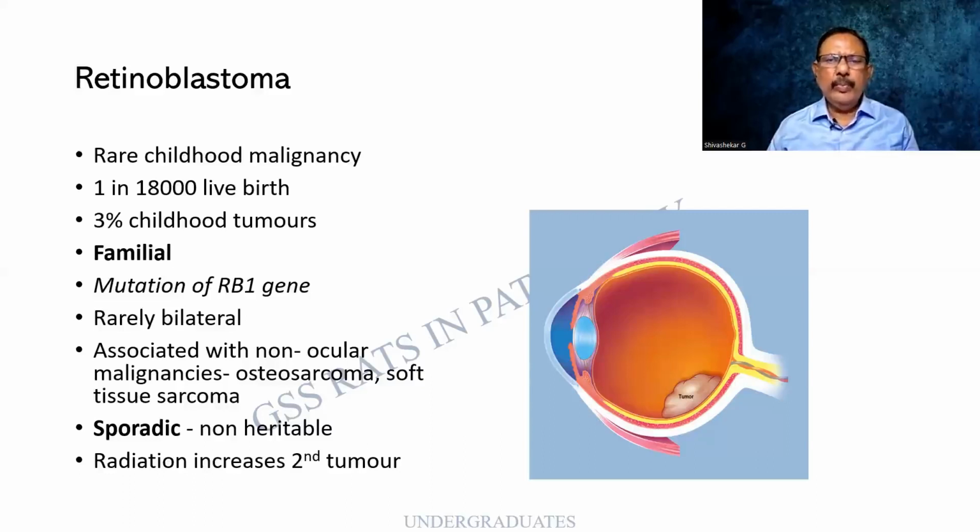The second one is sporadic. So it is non-heritable and it occurs helter-skelter. Radiation increases the risk of a second tumor in these patients. So I think you people will be able to write. Look at this. The eyeball is over here. So there is a tumor and this is the retina which is used for our vision, the lens.